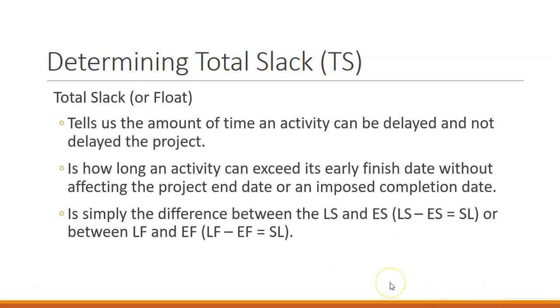When we're trying to determine the total slack or float, this tells us the amount of time that an activity can be delayed, but not delay the project. So we saw in that previous example that we could delay B 15 days and still not delay the project. How long an activity can exceed its early finish date without affecting the project end date or an imposed completion date. It's simply the difference between the late start and the early start when using forward, or late finish minus early finish when using the backward pass.